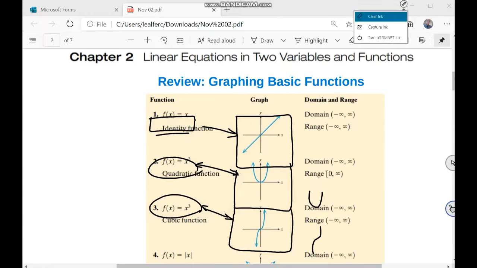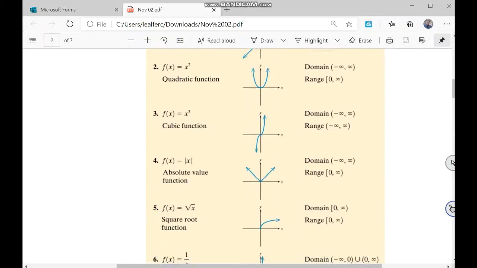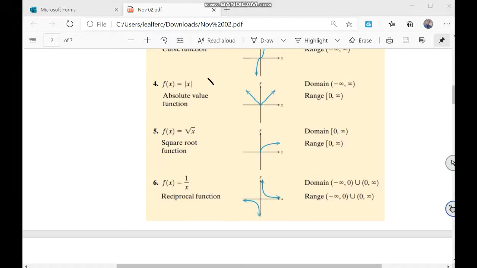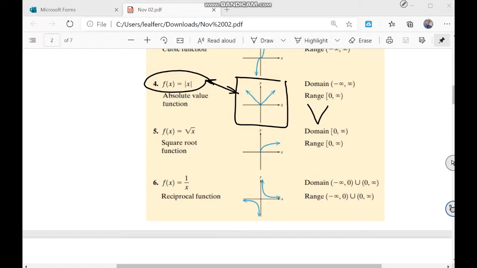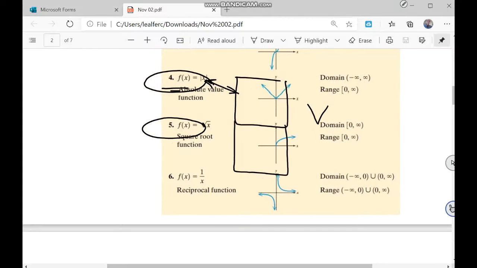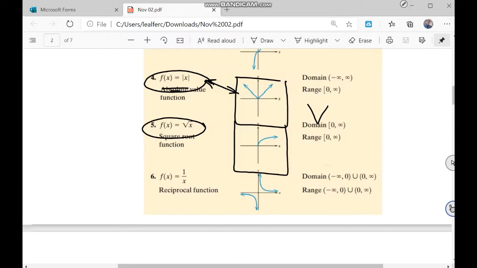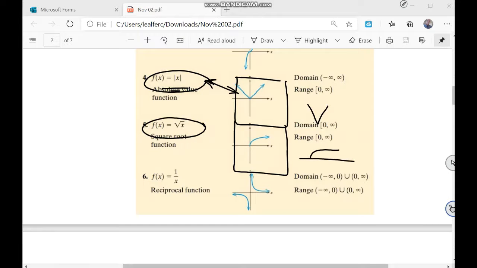The next functions, we have 6 basic functions. We have the absolute value function, which is going to be the V shape. Every time you see absolute value, you remember you're going to find a V shape. For the square root function, this is the shape that you're going to find. It's the U shape laying down, half of the U. Just half of the U laying down.